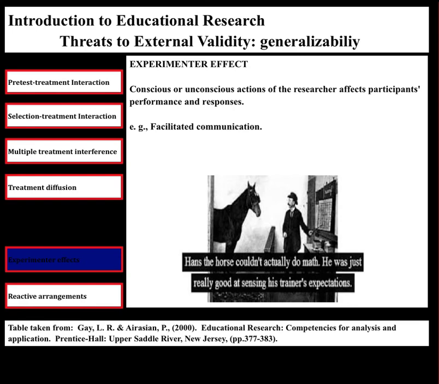Another is the experimenter effect. This is pretty typical. Conscious or unconscious actions of the researcher affect participants' performance and responses. This was the horse that could count, but it was actually the caretaker of the horse that was giving the horse cues. I'm not sure if you're aware of the brouhaha that went on about facilitated communication and individuals with autism. That was one where researchers or participants actually influenced the performers, and it presented an experimenter effect as a threat.